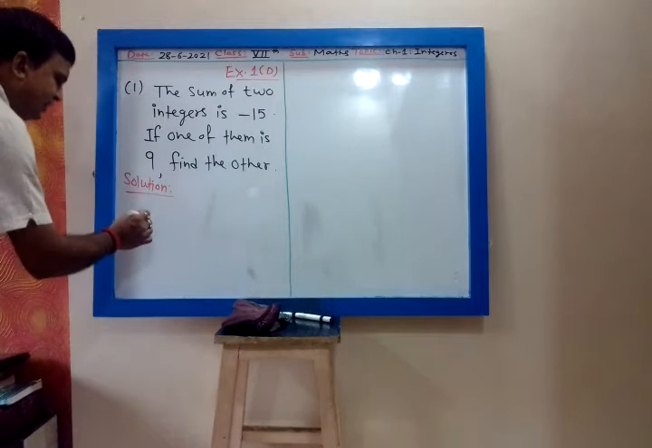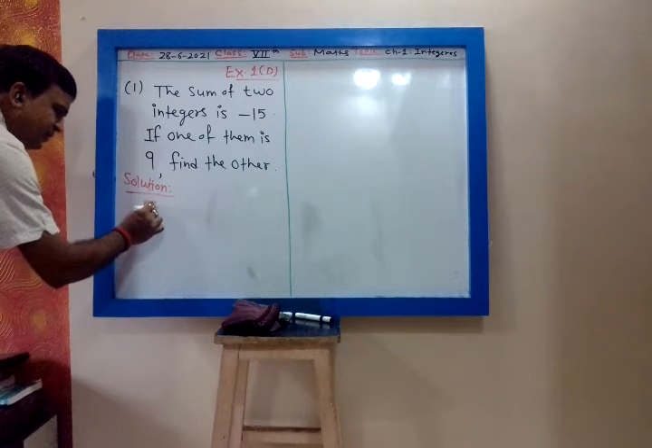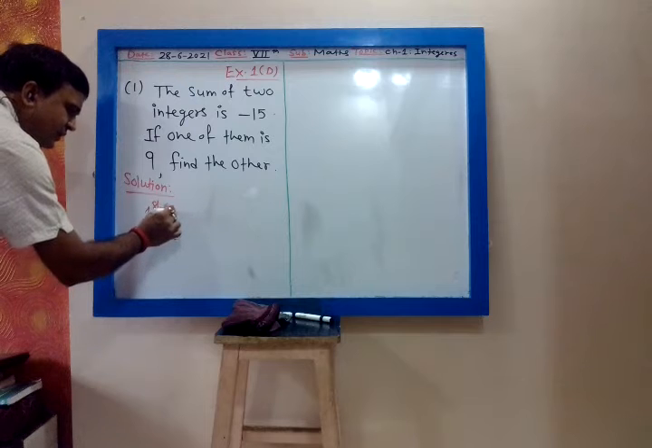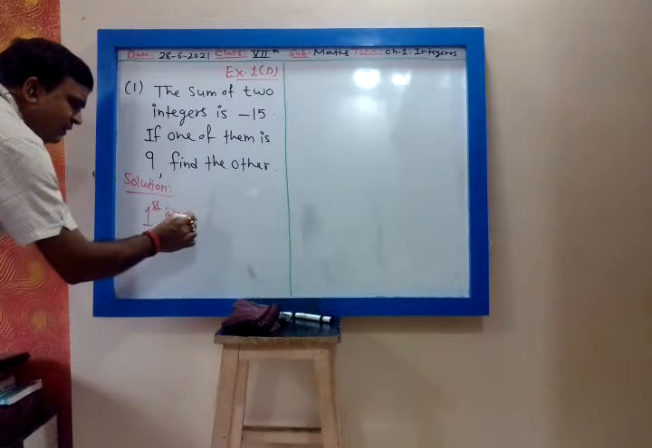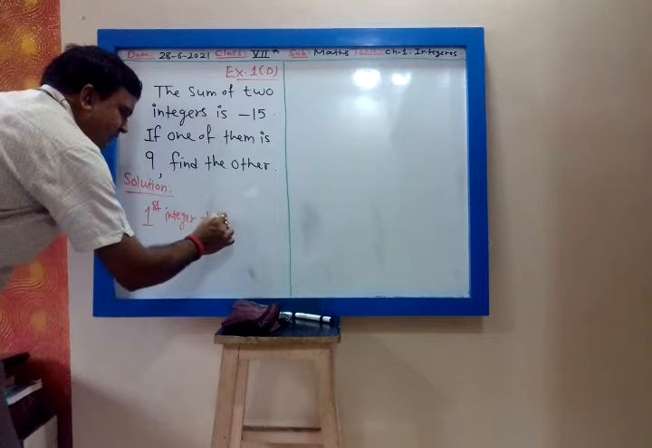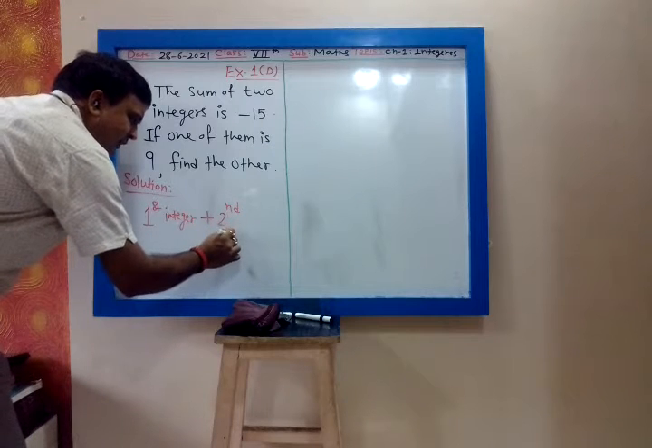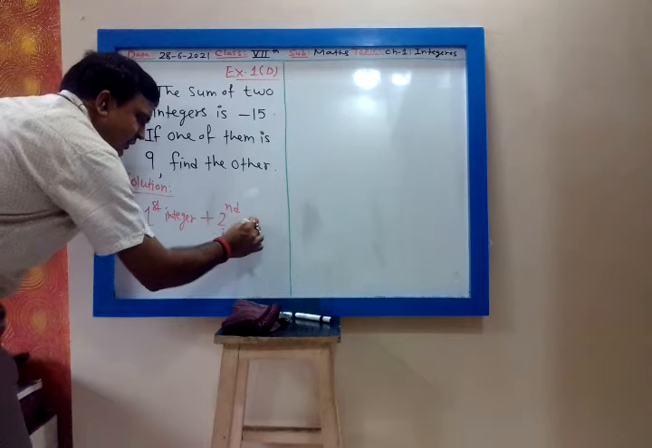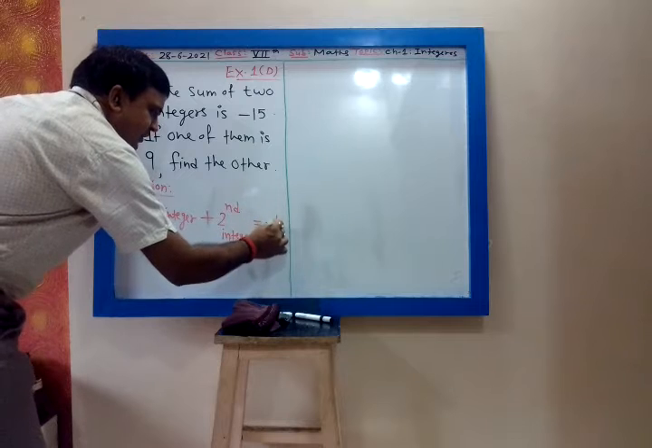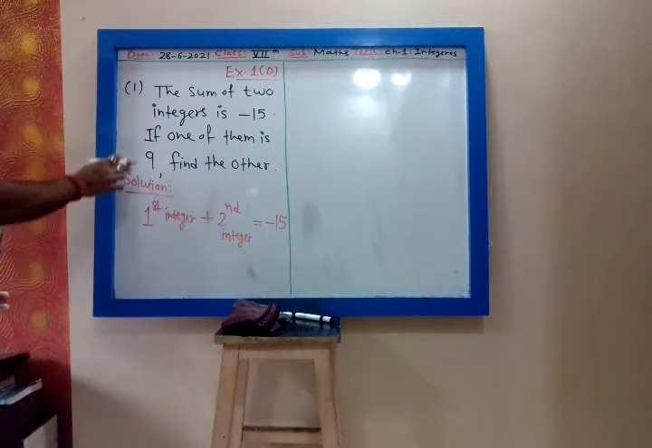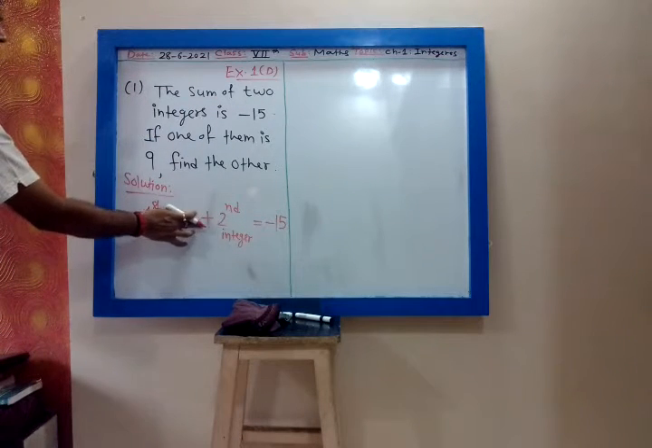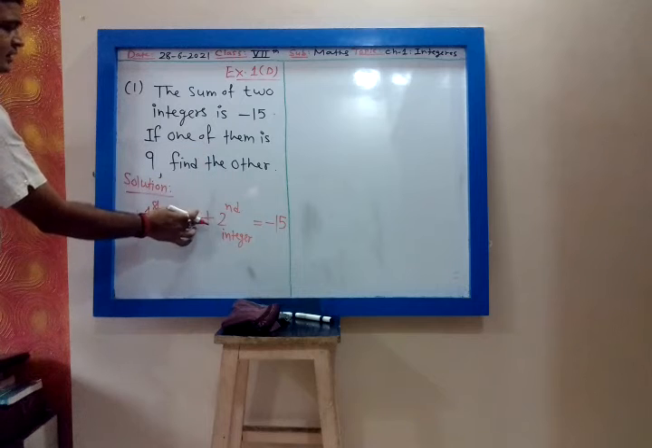So there are two integers. First integer plus second integer. Their total is given as minus 15. Are you getting? Sum means plus. Sum means addition.